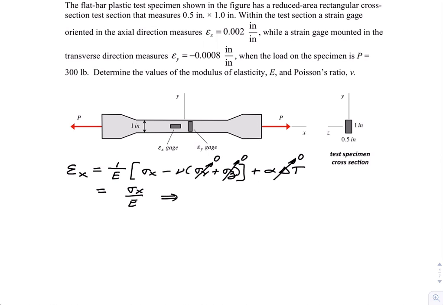So from this we get that the Young's modulus E is equal to sigma x divided by epsilon x. Sigma x is our loading P divided by the cross-sectional area A. Epsilon x, we know that. A, the cross-sectional area, is 1 times 0.5, in inches squared.